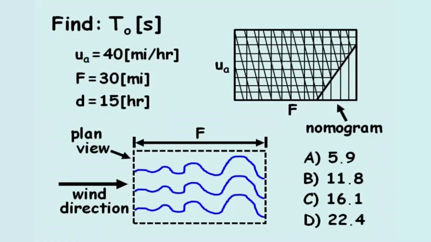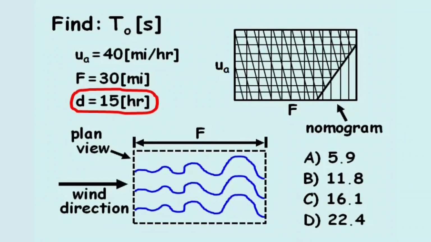Find the deep water wave period T0 in seconds. In this problem, we are provided the wind velocity in the x direction, UA, as well as the length of the fetch, F, and the duration of time, D, that the wind is acting upon the given fetch length.